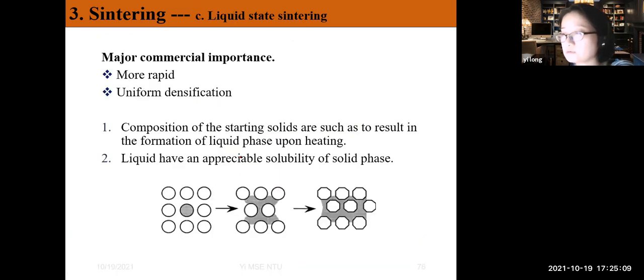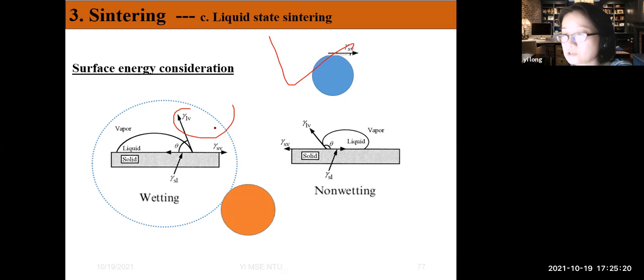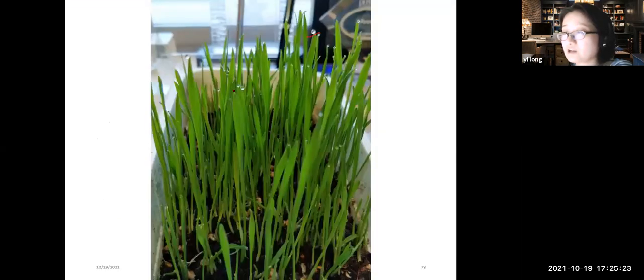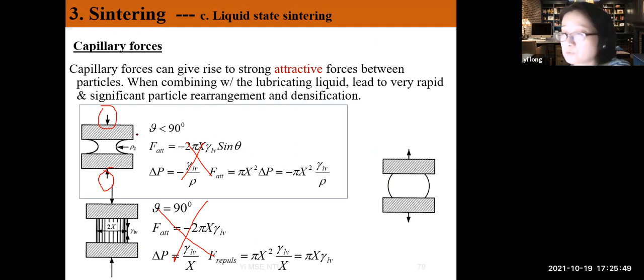Then the liquid, we actually have a tutorial already. So why is liquid important? Why is liquid good? Because it has this extra gamma LV capillary force. This capillary force changes. So we said this is a very non-wetting case. You can see a bubble, it all becomes a bubble. This helps you to understand what theta larger than 90 degrees and less than 90 degrees means. All this calculation is not required, but the graph is very good for you to understand the large attractive force when you have a liquid phase. This is a very good example to share with you.